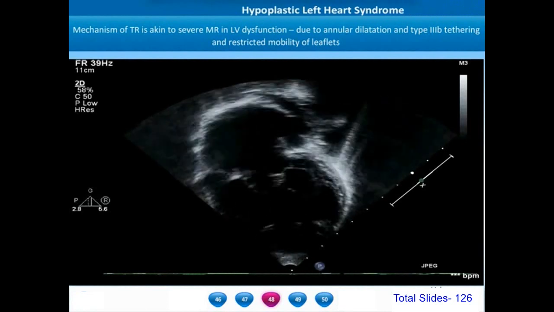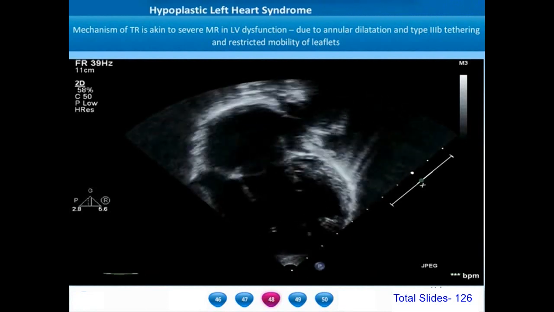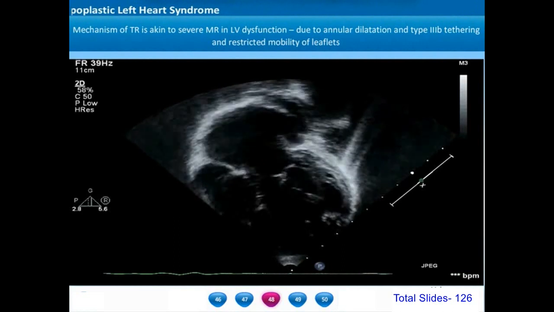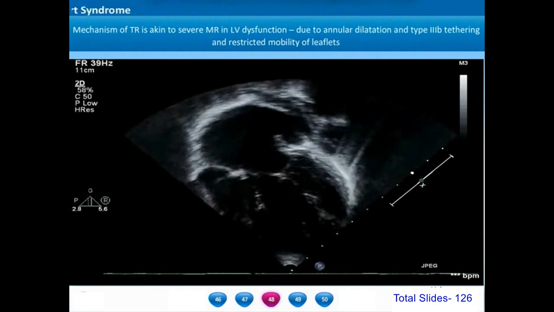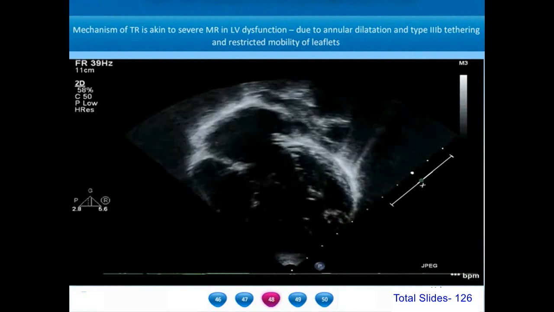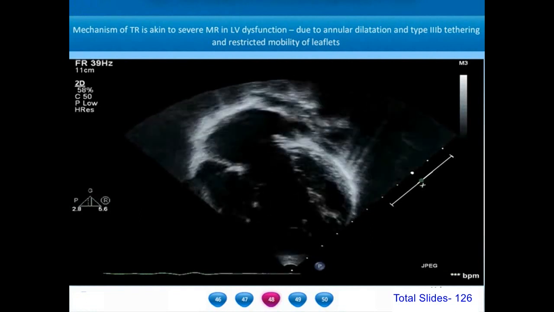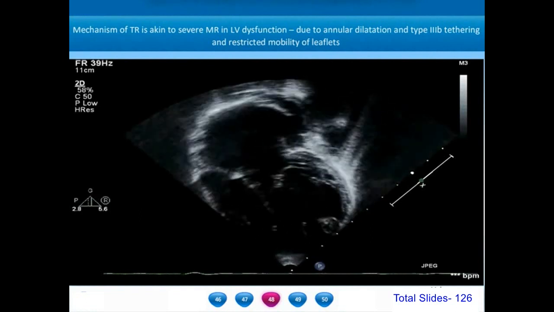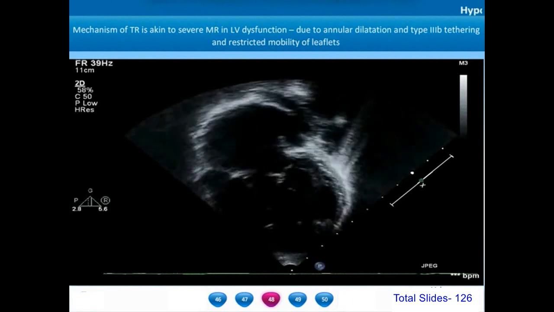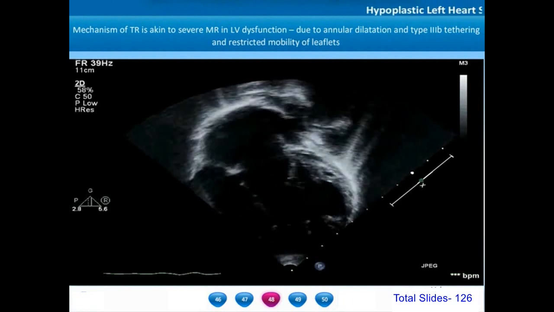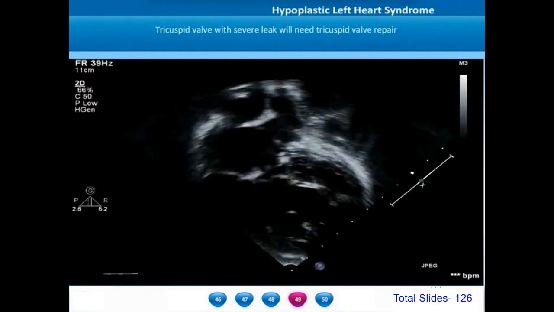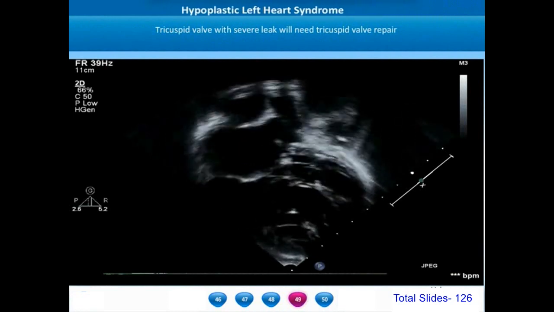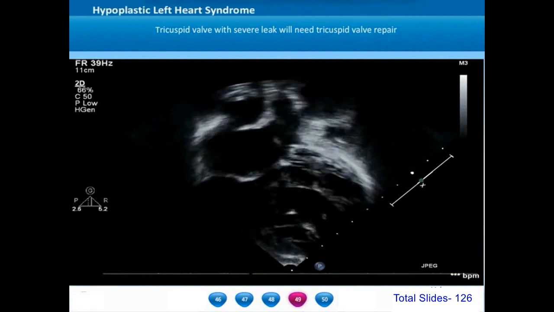In the presence of severe tricuspid regurgitation, we may notice that the right ventricular contractility may appear falsely better. But we should understand that this is due to the severe tricuspid regurgitation. Severe tricuspid valve regurgitation will need tricuspid valve repair.